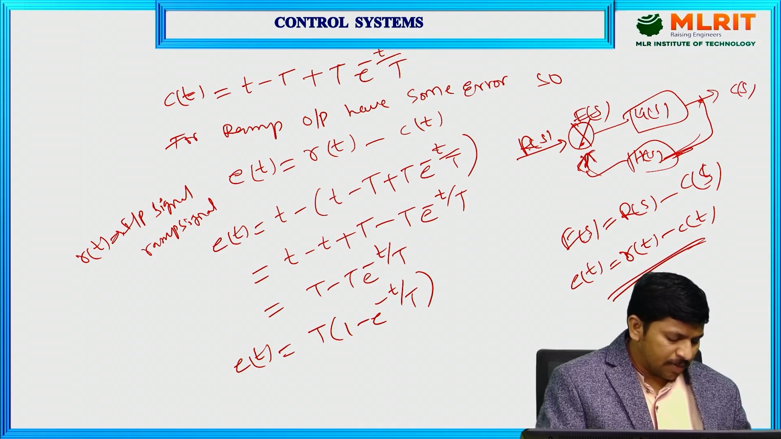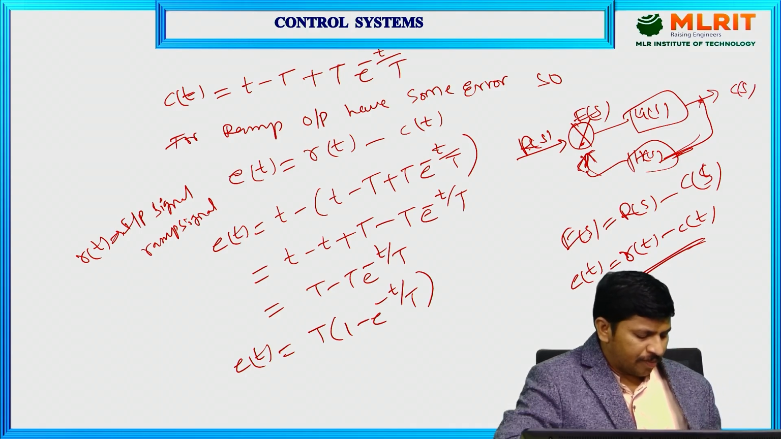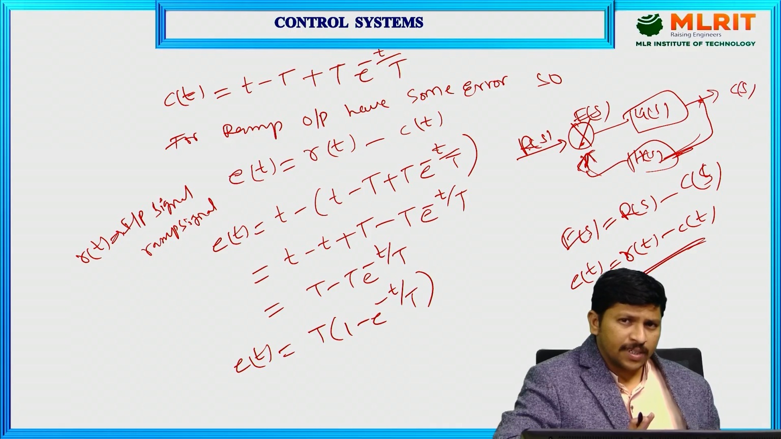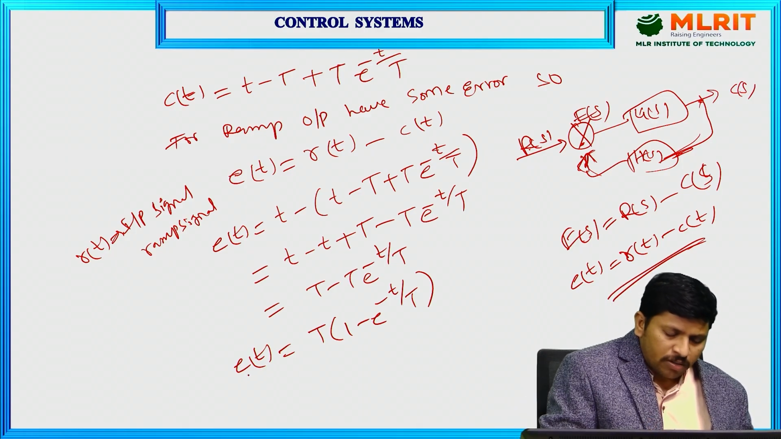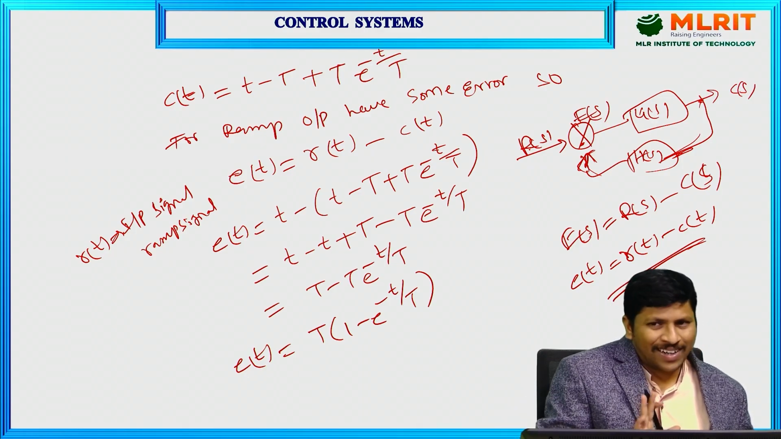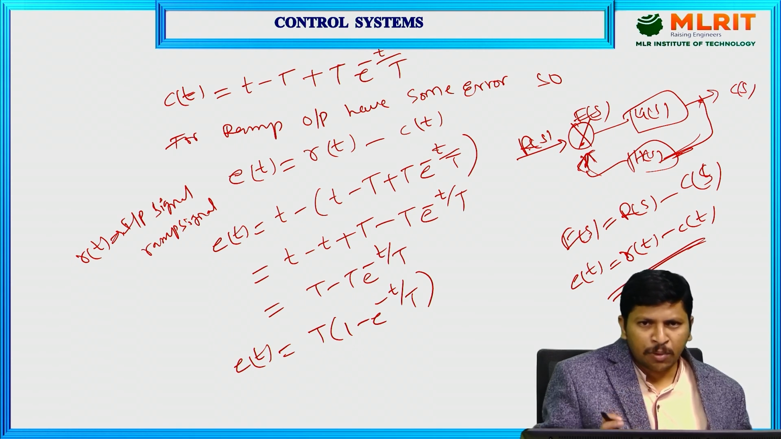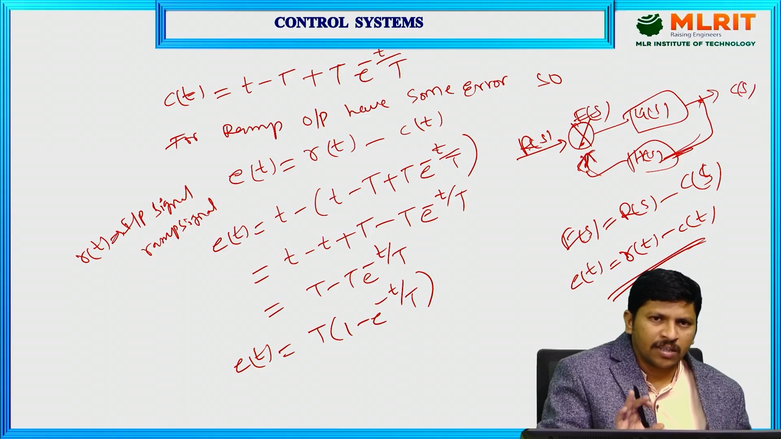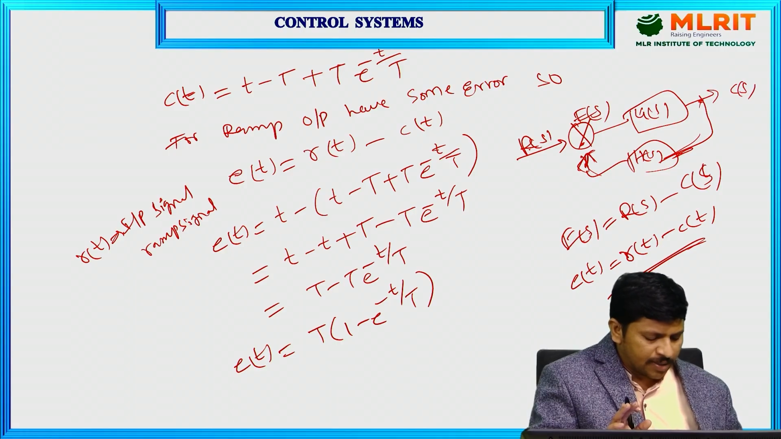Error signal is nothing but the difference between the input signal and the output signal. That is nothing but the error signal, right? In our ramp signal we have some error in the output. When we apply the ramp signal, we get some output, and in that output we have some error. That error is nothing but the error signal. So that's why we are going to calculate the error signal: E of t equals R of t minus C of t.